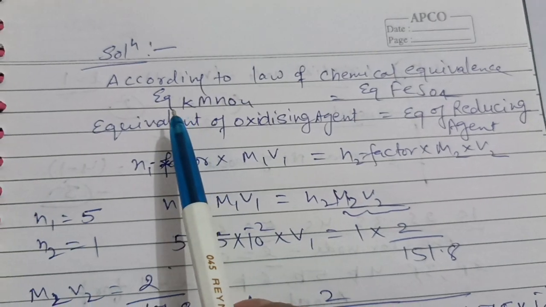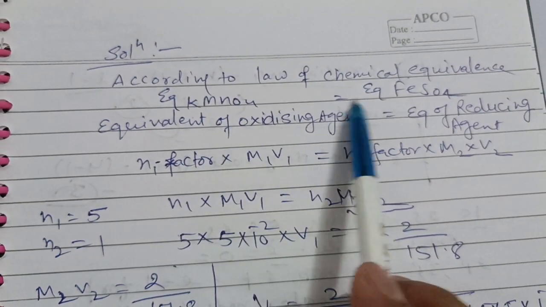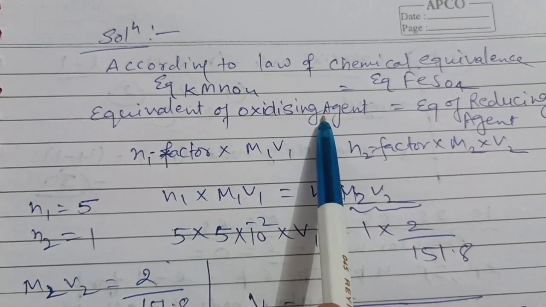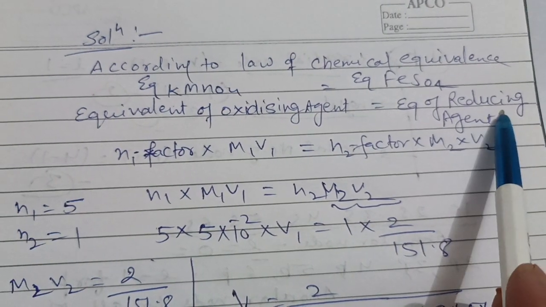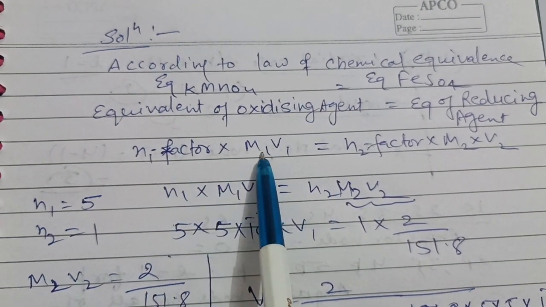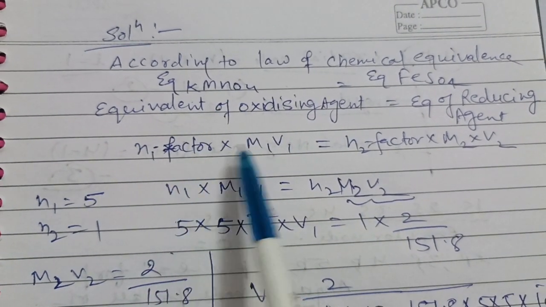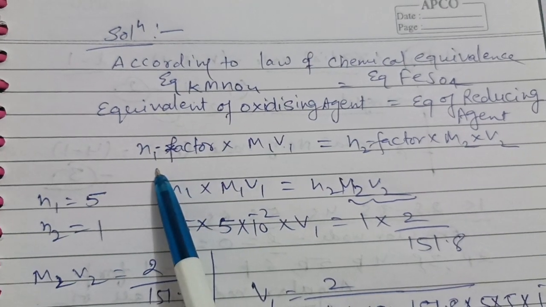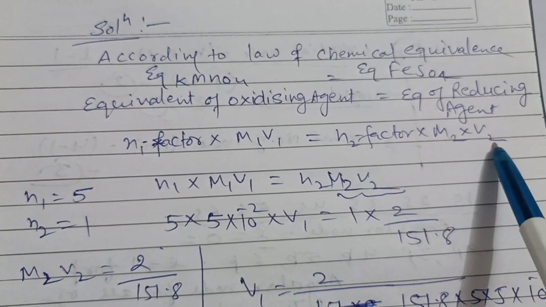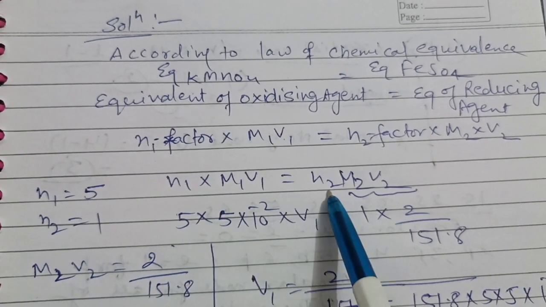According to the law of chemical equivalence, the gram equivalent of KMnO4 is equal to the equivalent of ferrous sulfate. So equivalent of oxidizing agent equals equivalent of reducing agent. Equivalent equals n factor into number of mole. So n factor of oxidizing agent, n factor of reducing agent, and the number of mole of each: n1 v1 m1 equals n2 v2 m2.